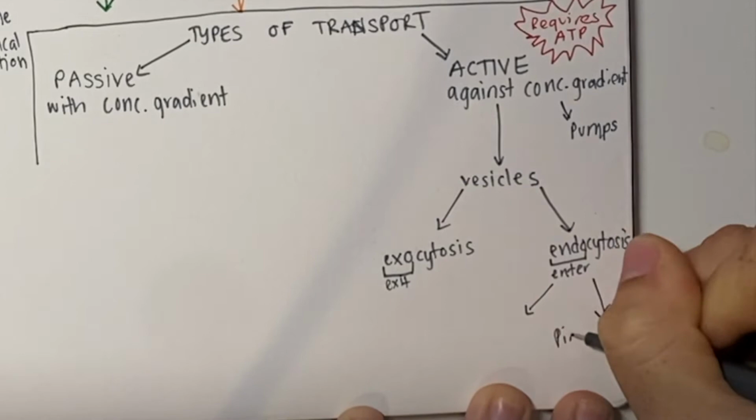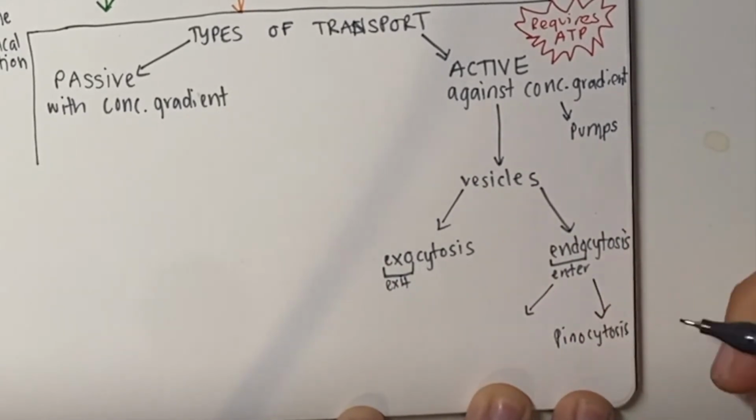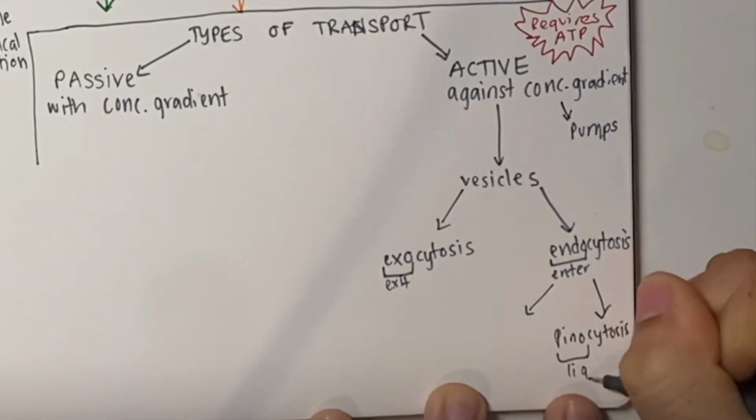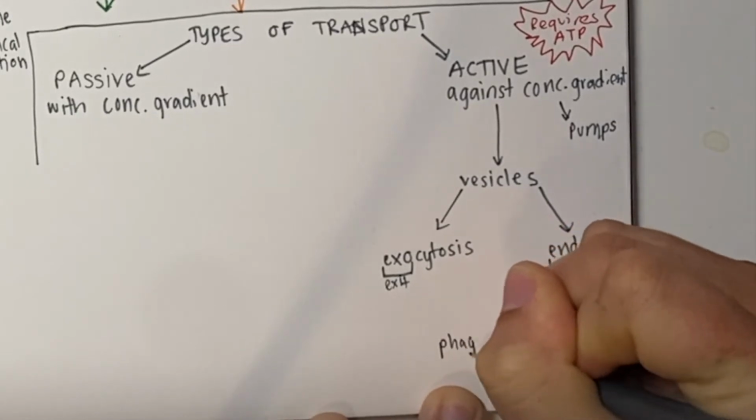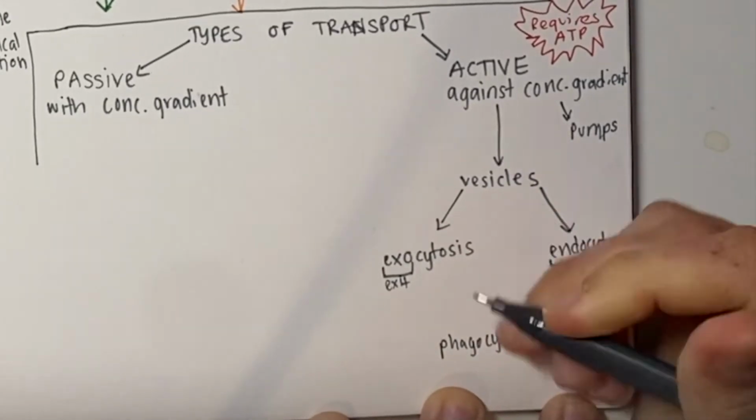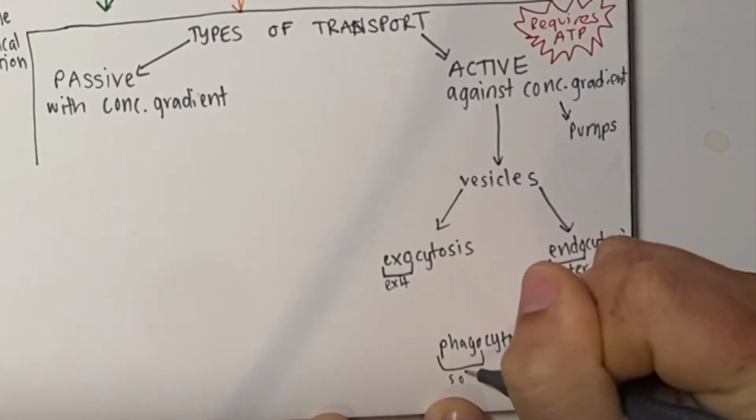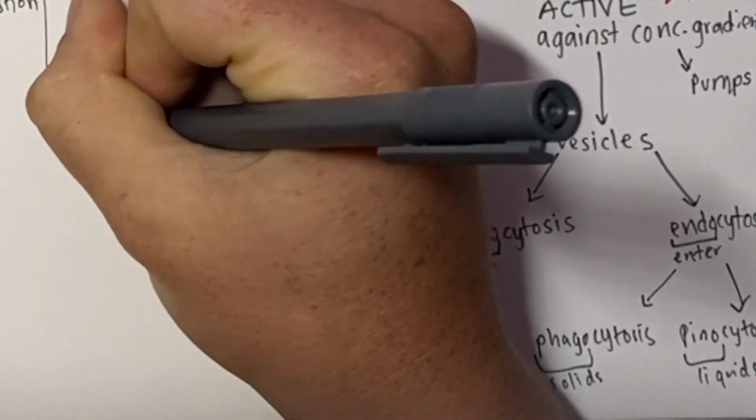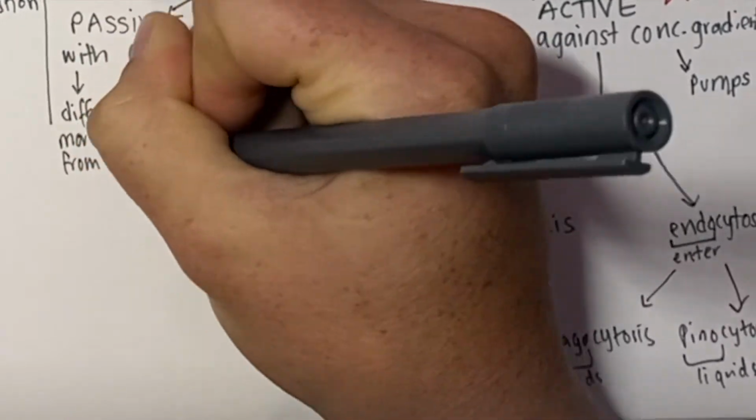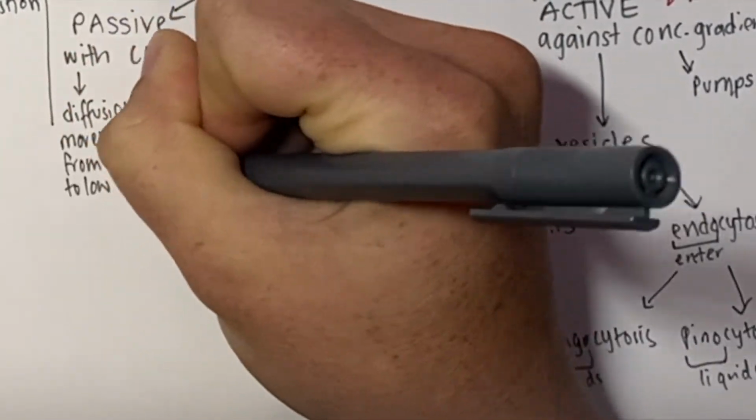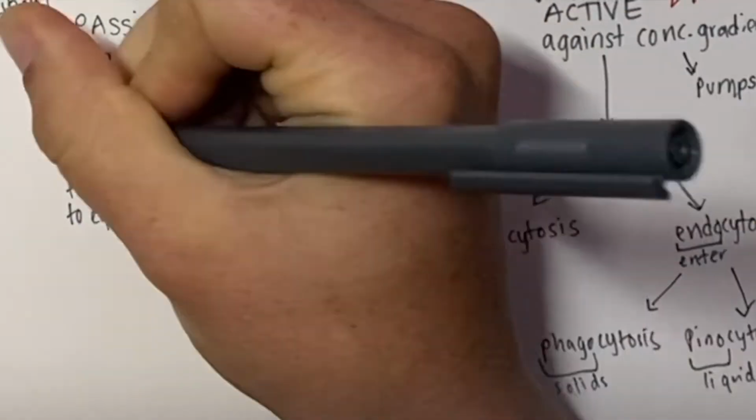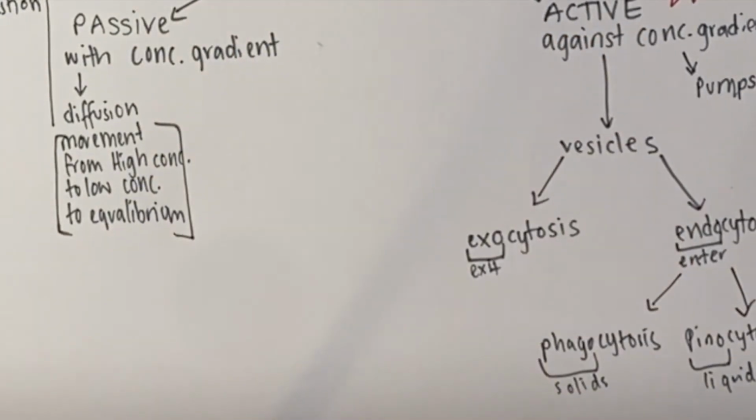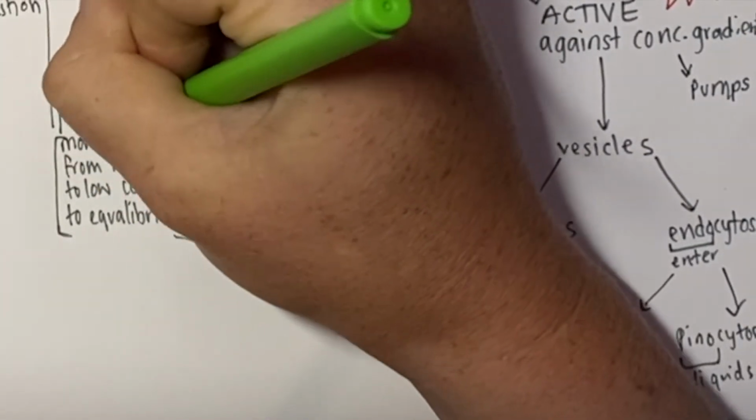Phagocytosis is an example of endocytosis, and so is pinocytosis. Pinocytosis is the entrance of liquid materials into the cell, whereas phagocytosis is the entry of solid materials. Now, passive transport. First off, diffusion. Diffusion is the movement of materials from high concentration to low concentration to reach equilibrium across the cell membrane.